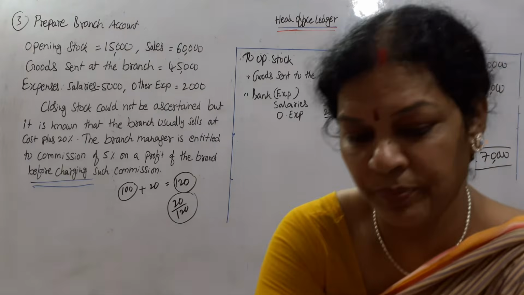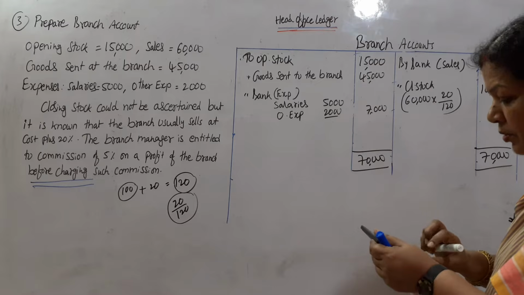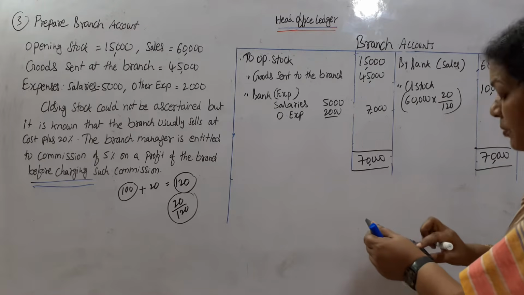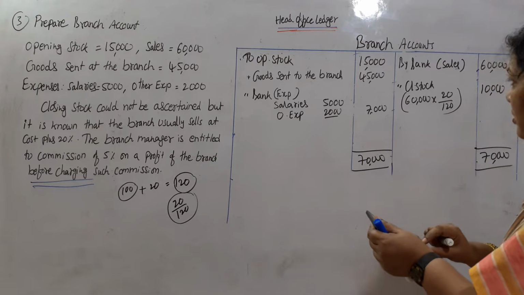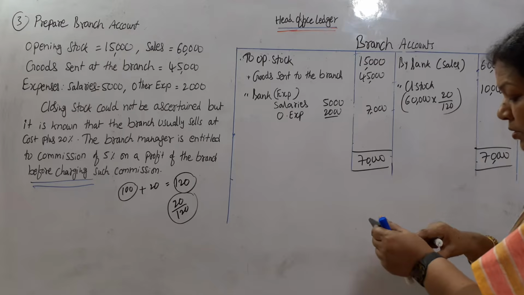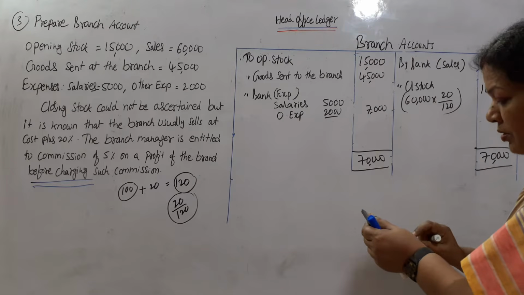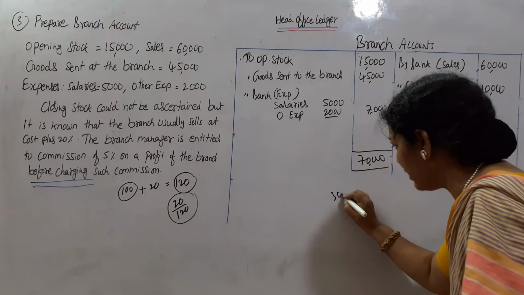Minus all these items. 70,000 minus 15 plus 45 means it is 60,000. 60,000 minus 7,000 comes to 3,000, right? So 3,000 we are getting as profit.